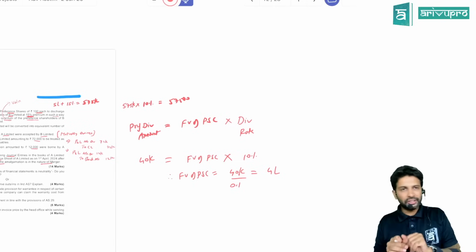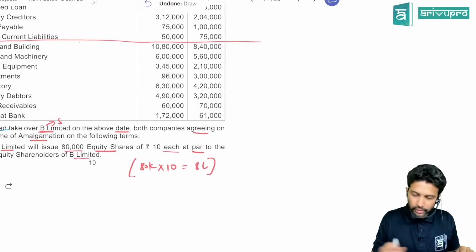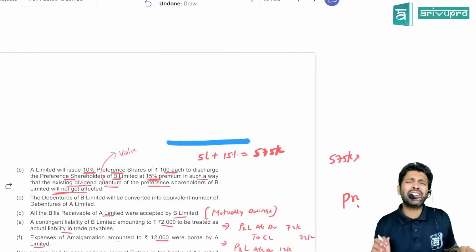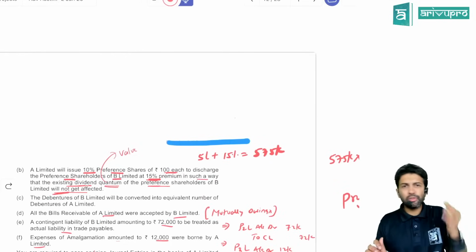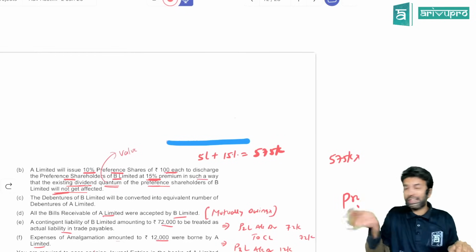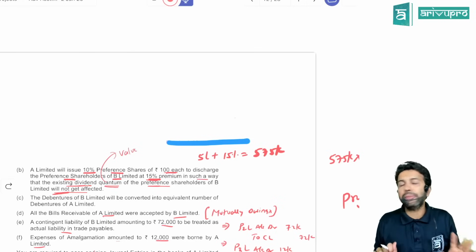Okay, so we got the PC. What is the PC value? For equity shareholders, how much did you give? 8 lakh. For preference shareholders, totally how much did you give? 5,75,000. That means if you add the two, you will get PC. PC means what you give to the owners of the selling company. We have two approaches for PC. If PC is missing, then we calculate net assets, and net assets only becomes PC.